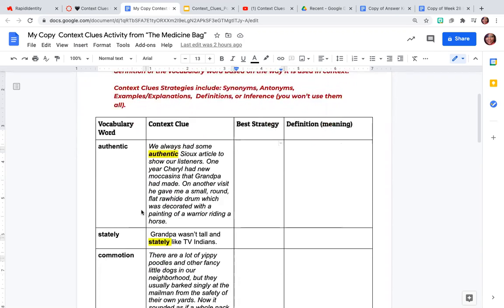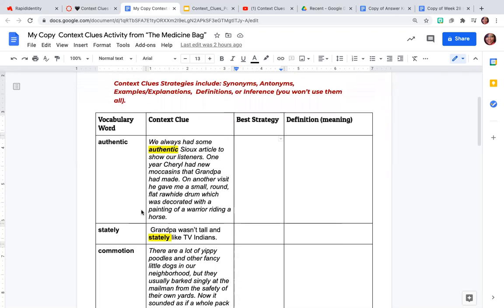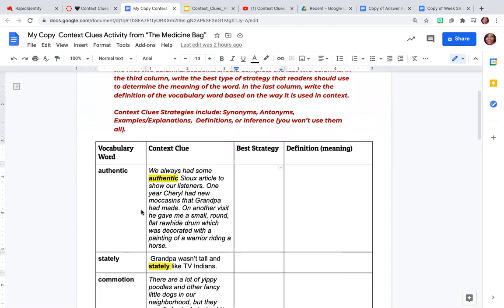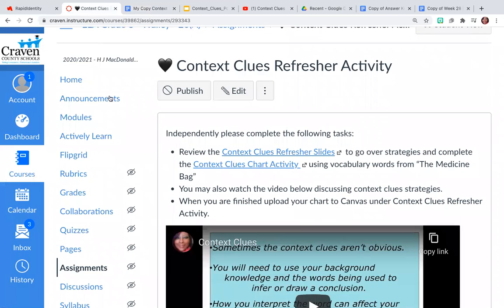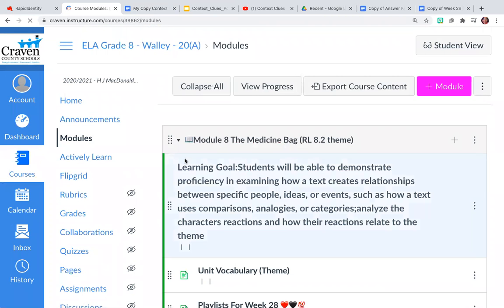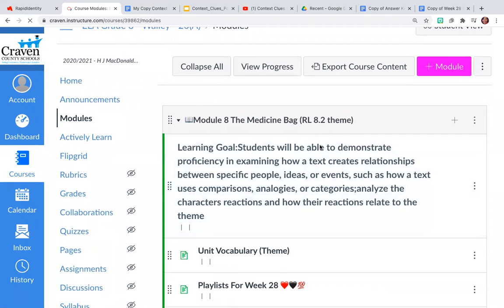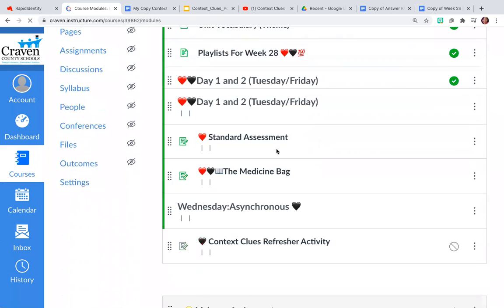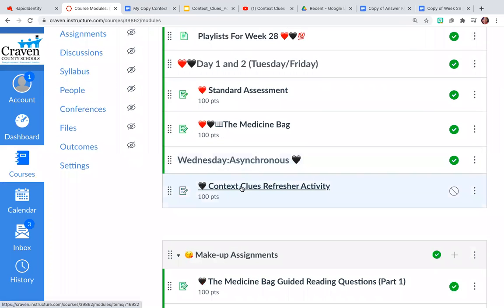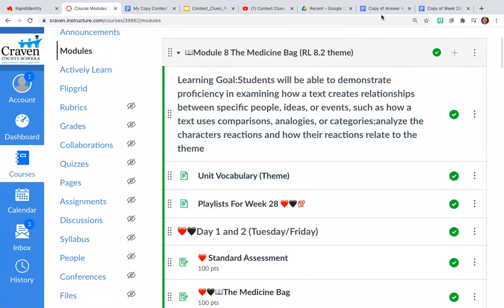I'm going to do a couple of these with you to give you an example of how you should get it done, and then you should be able to do the rest. You can find this in the context clues refresher activity. It's found in Canvas, in our new module for this week, Module 8. We're discussing theme, RL 8.2, and we're reading the text, The Medicine Bag. You can find it in the asynchronous section where it says Wednesday asynchronous.